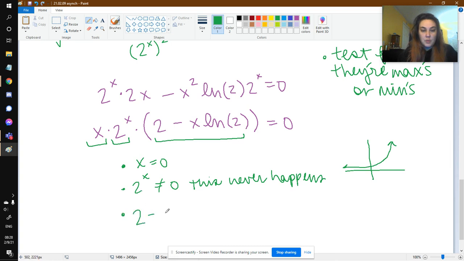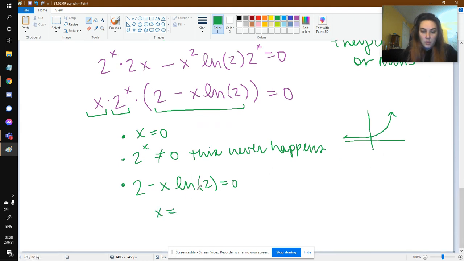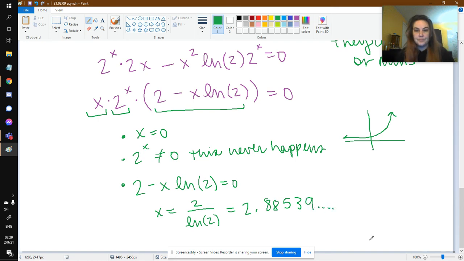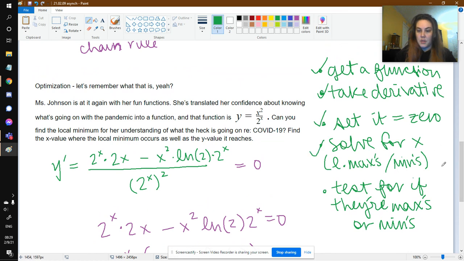And then when we do 2 minus x ln of 2 equals 0, we get that x is equal to 2 divided by the natural log of 2, which is some number. 2 divided by natural log of 2, 2.88539. Boom, boom, boom. Set it equal to 0. Boom. Solve for x's. Nice. And now we just need to see which one of these is the maximum and which one of these is the minimum.